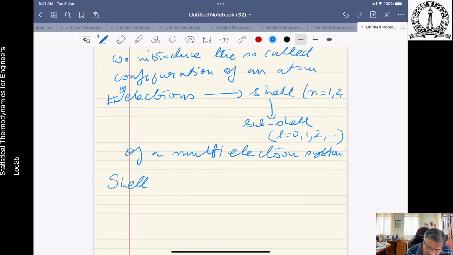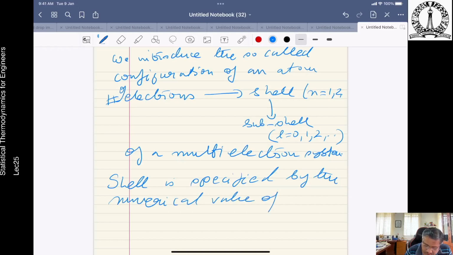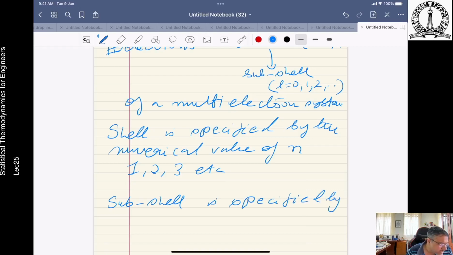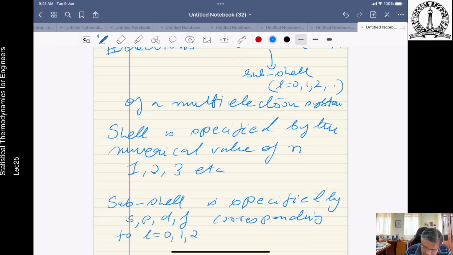So the shell is specified by the numerical value of n, which is basically 1, 2, 3, etc. Okay, the subshell, which is the orbital quantum number, is specified by SPDF, corresponding to L equal to 0, 1, 2, 3.